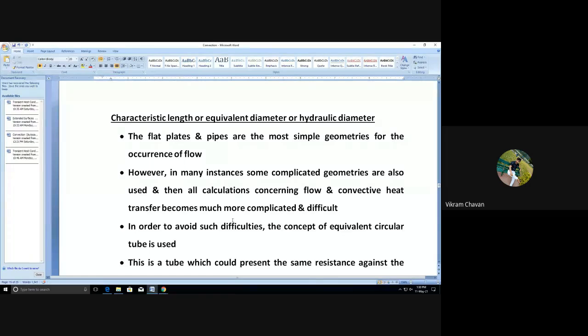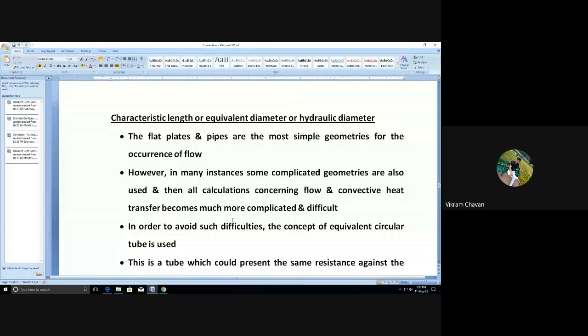But some geometries are very complicated. If you consider the engine, it is a very complicated geometry. Then if you consider the transformer, there is no fixed shape to that particular object. So in that case, it is very difficult to determine the dimensions of that object. It is very difficult to determine the surface area, or the required geometrical dimensions for the heat transfer.